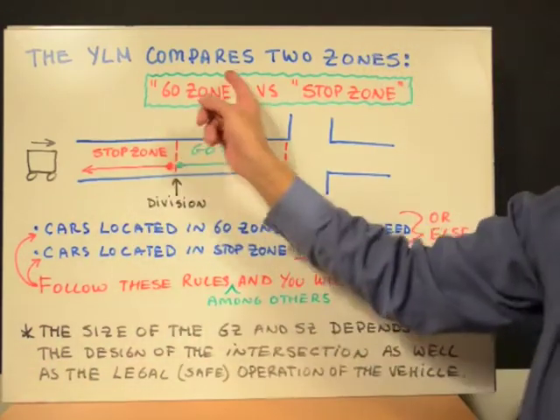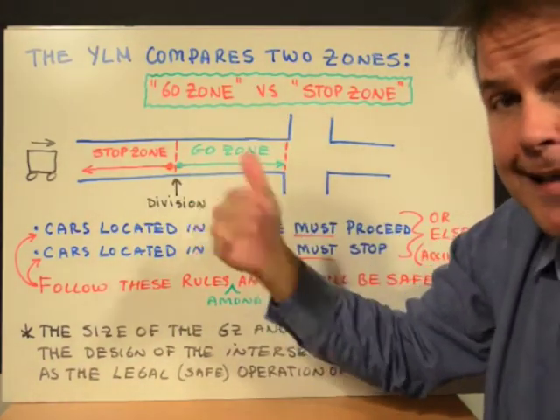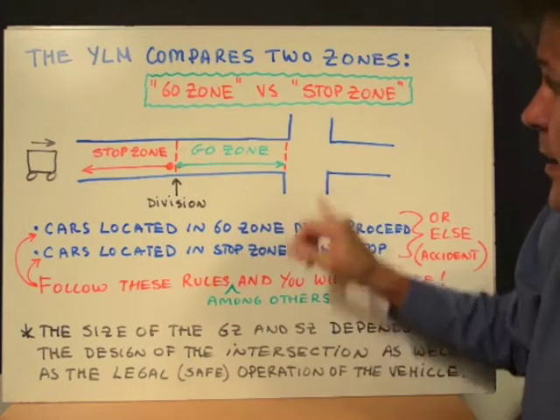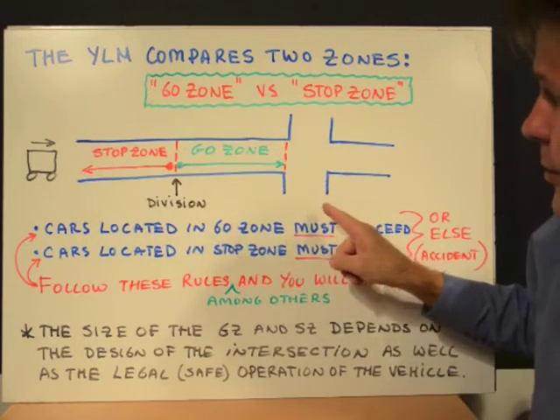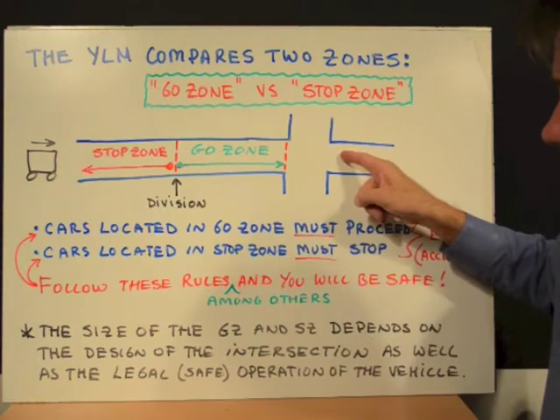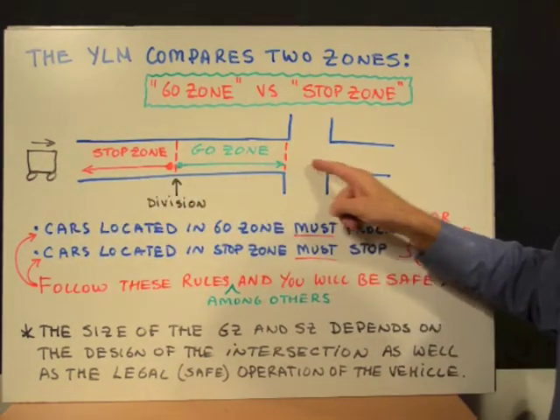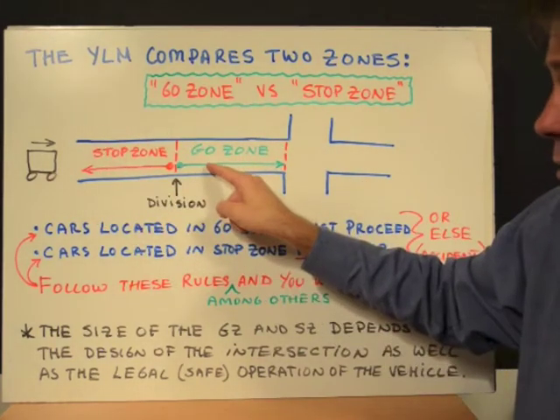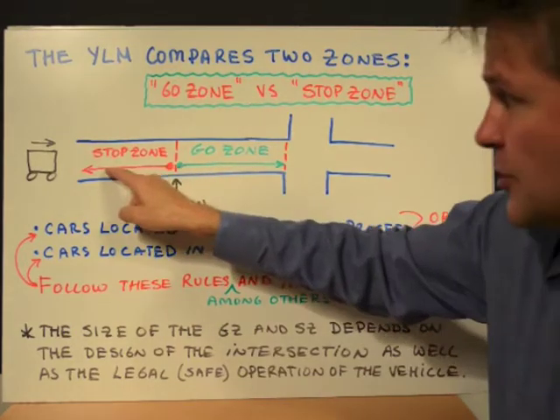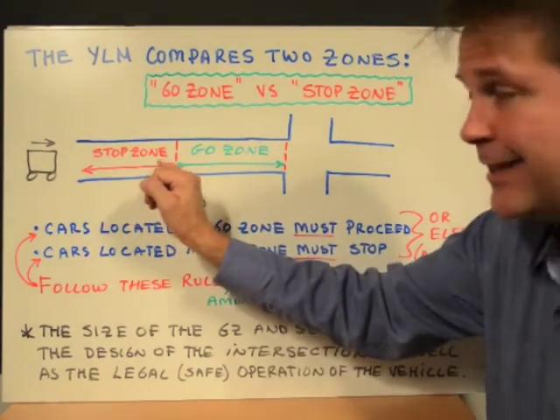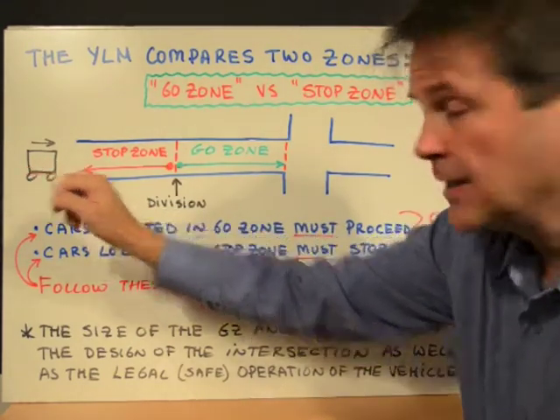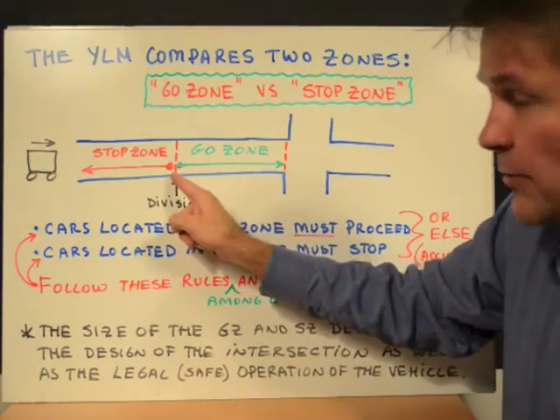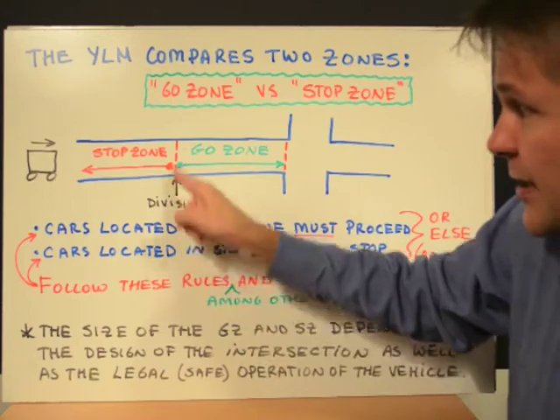So the yellow light model compares two zones ahead of the intersection. We call this the go zone versus the stop zone. Here is a diagram of an intersection. Here's the actual intersection right here. A car would be traveling in this direction towards the light that controls this intersection. We have two zones, the go zone right here in green and the stop zone. The stop zone technically goes back towards infinity. The go zone is that small window between the stop line and the area which we call the stop zone. So there's actually a division there.